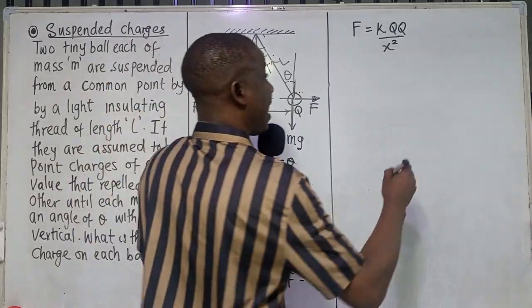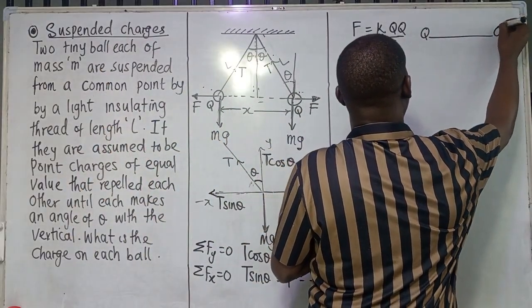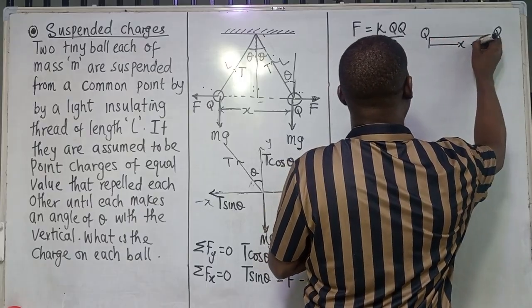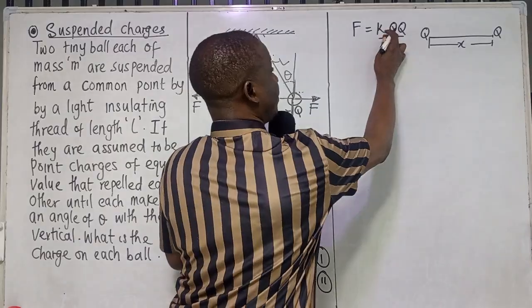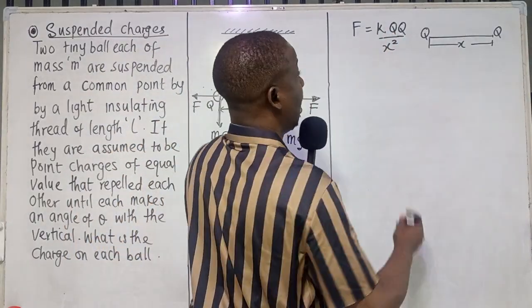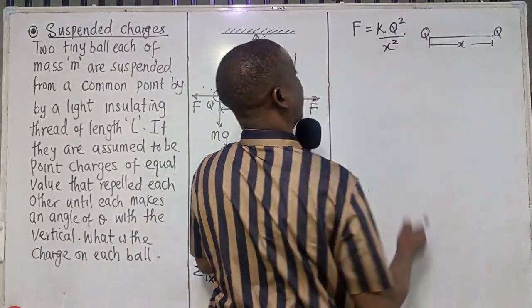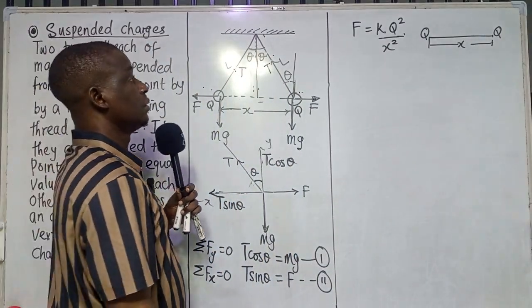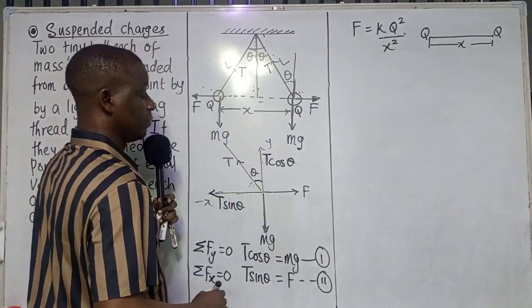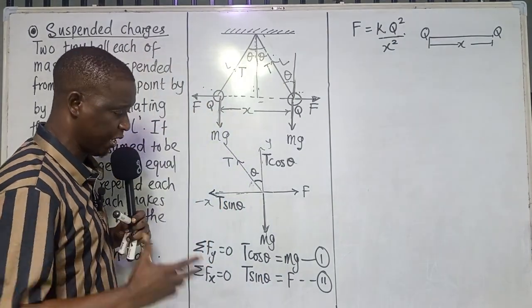Separation. Don't forget when we have two charges, Q and Q, separated by a distance X, how do we calculate the force? This is the way we calculate it, using Coulomb's law. Because they are like charges, they are equal charges, that's why I put square here. It's clear. Now, that is our K. So you put it there. But there's something we need to do here.